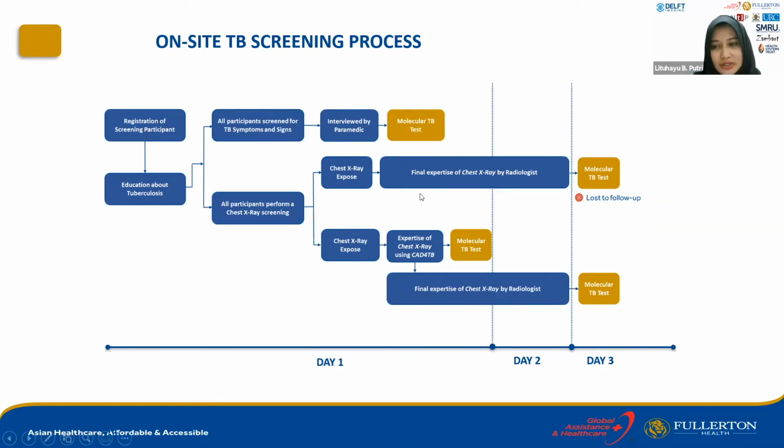We are trying to implement the AI, which is in the second arm here. After we expose the patient to the chest X-ray, we get the image. It is sent directly to the AI. We use the CAD4TB box, and it gives us the result in less than 1 minute: is it suspect or not? We usually use a cutoff score of more than or equal to 60. Those who are higher than 60 will go for a molecular TB test.